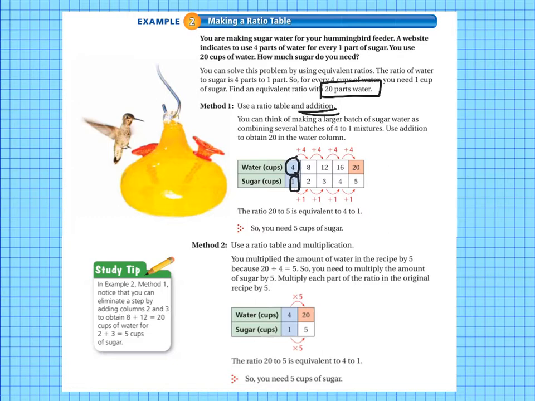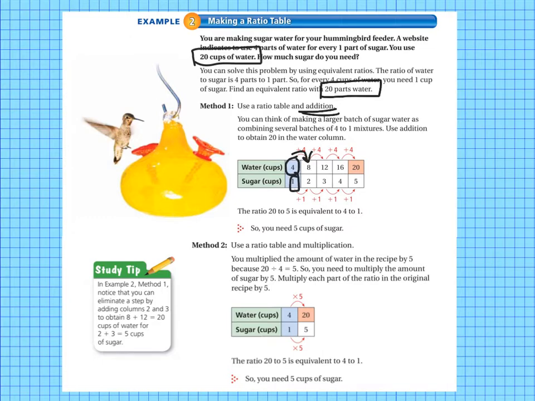So the reason addition does work is because, remember, multiplication is repeated addition. So my recommendation to you when you're doing these on your own is to do multiplication, but I will show you that addition does work. So you want to get up to 20 cups of water because that's what your problem says. So you start with 4 cups of water and you say, well, I know that 4 plus 4 is 8.